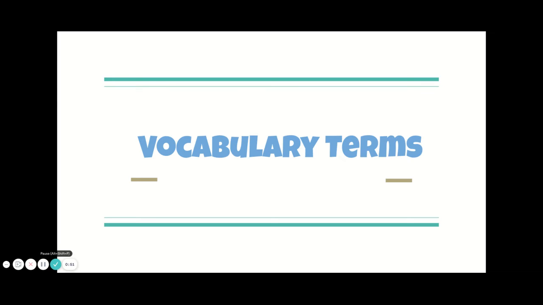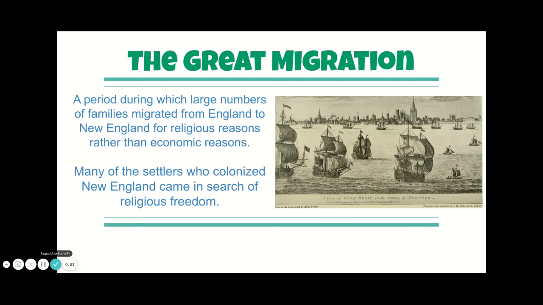All right, let's get into some vocabulary. First, we have the Great Migration. This is a period when a large amount of people migrated from England to the New World, to the New England region, especially for religious reasons. Religion at this point in Europe was kind of crazy. Nobody trusted the Catholic Church. The King of England had decided not to support the Catholic Church anymore because they weren't doing what he told them to, granting him a divorce. So he formed his own church with the Church of England.